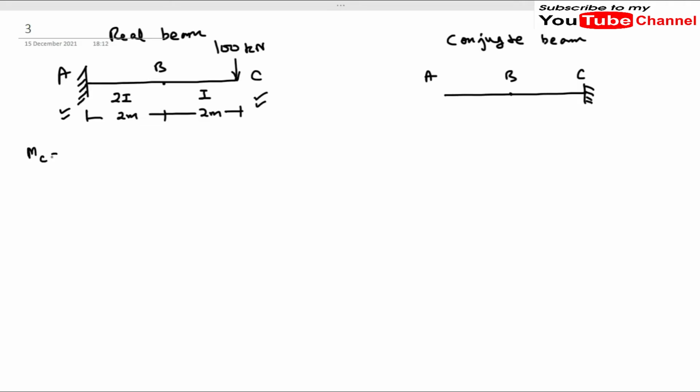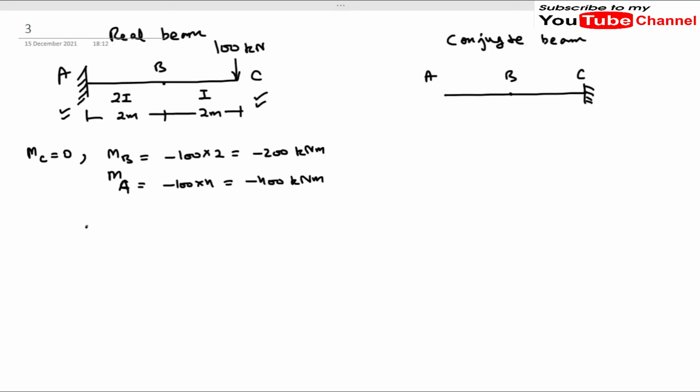Bending moment at C will be 0 because it is free, and bending moment at B will be minus 100 into 2, which is minus 200 kilonewton meter. Bending moment at A will be minus 100 into 4, because the distance from C to A is 4 meters, so it will be minus 400 kilonewton meter.